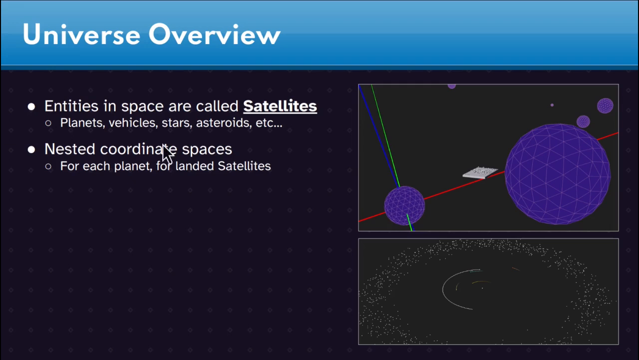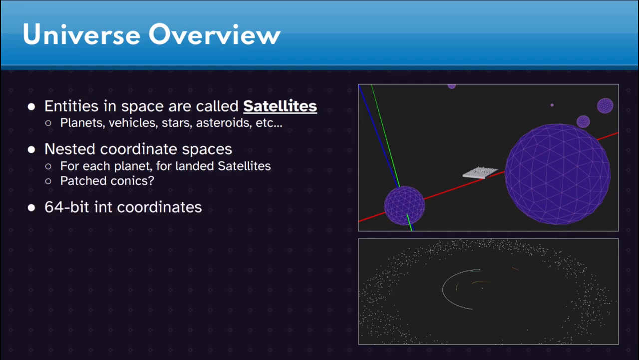But either way, we're going to need nested coordinate spaces, because if you think about there being like 1,000 objects landed on a planet, all of those objects have to move as the planet rotates. I know everything's in space, but things landed are also still part of something that we have to represent as part of the universe.